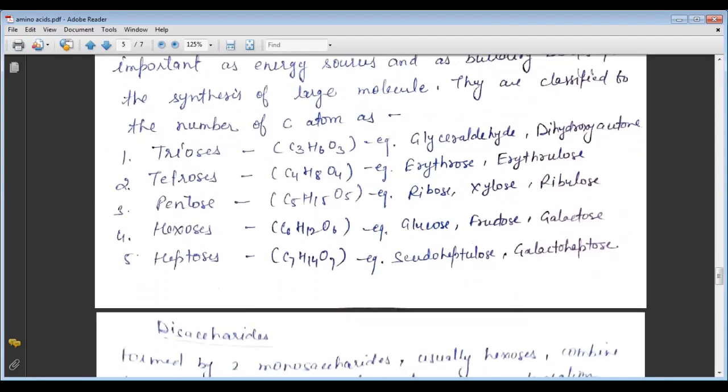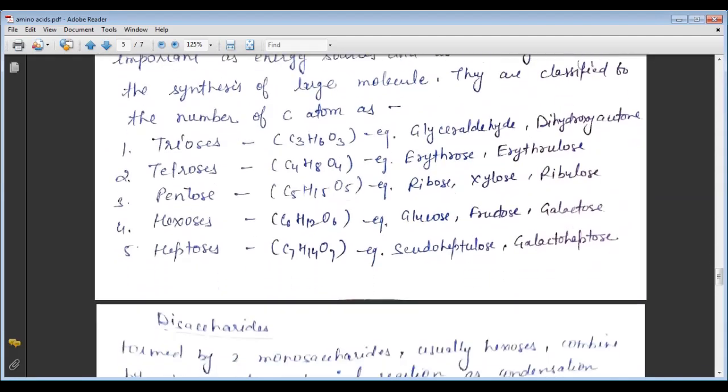First, a monosaccharide is classified as a triose. That is, if the number of carbon atoms is 3, it is a triose. Examples of triose are glyceraldehyde or dihydroxyacetone.